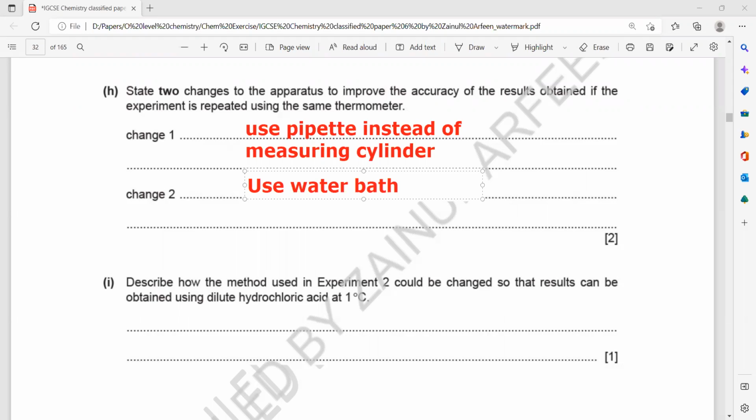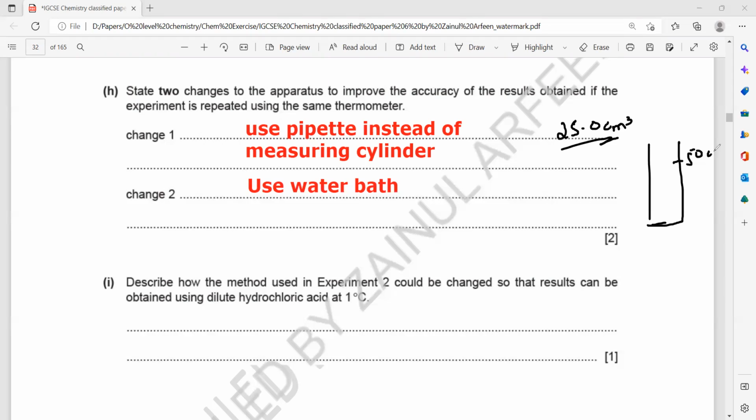No, we don't say a 50 cm cube pipette. You will mention a pipette can measure an accurate volume of only 25.0 cm cube. First we were using a measuring cylinder of 50 cm cube, which was measuring 25. So instead of using a measuring cylinder of 50 cm cube, we use a pipette of 25 cm cube.